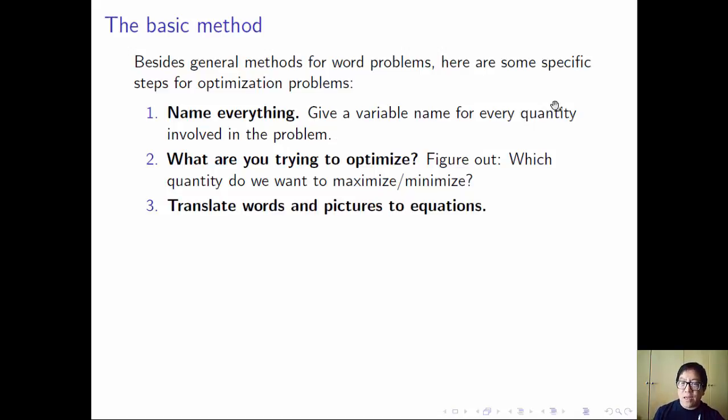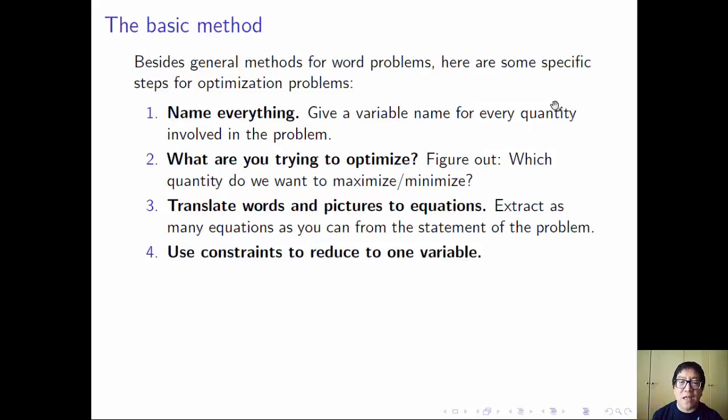Third step, translate words and pictures to equations. Again, this is something you do for any word problem, but it's particularly important here. So what you want to do is extract as many equations as you can from the statement of the problem. Step 4, after that, and this is something that's really unique to optimization problems.